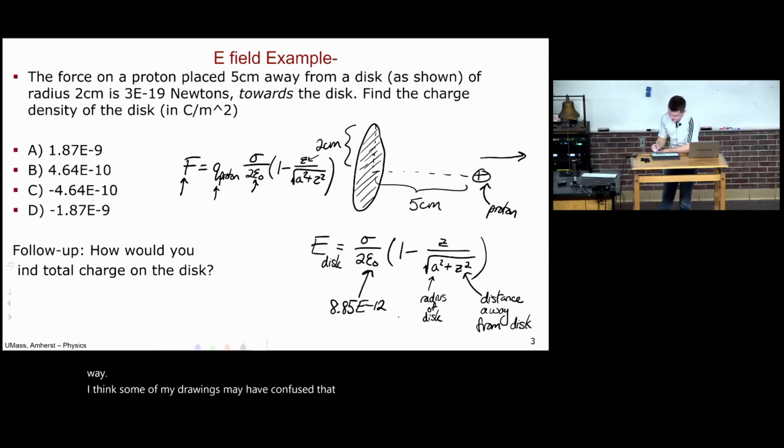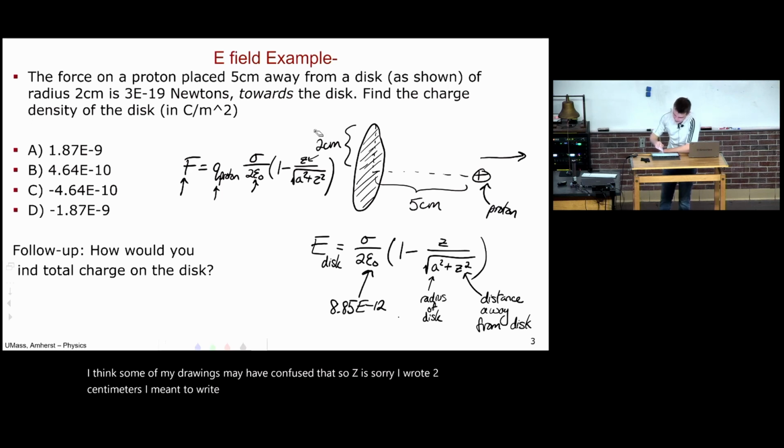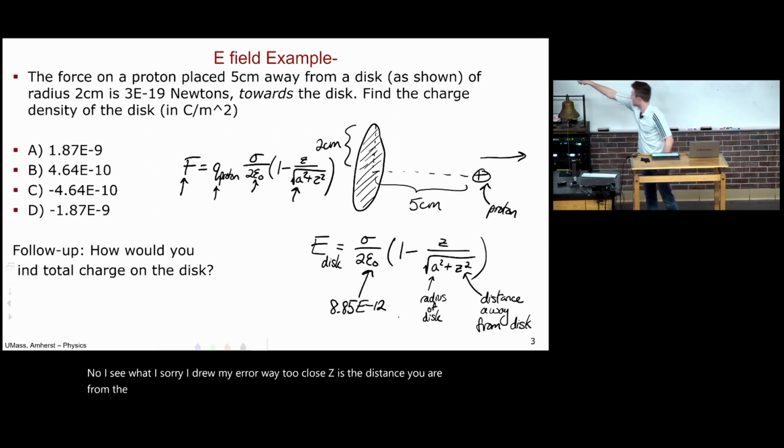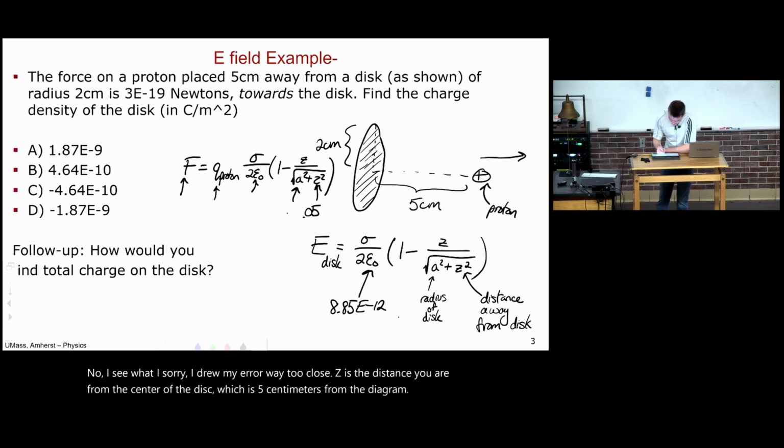So Z is, oops, sorry, I wrote 2 centimeters. I meant to write 5. Z is the distance away from the center of the disk that you are, so 5 centimeters. Sorry, I drew my arrow way too close. Z is the distance you are from the center of the disk, which is 5 centimeters from the diagram. And A is 2 centimeters, the radius of the disk.